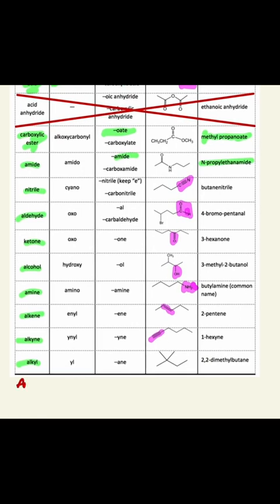So the ketone functional group is that double bonded oxygen. Alcohol is the OH bonded to the carbon. Amines is the NH2 group. Alkenes is the double bond. So that 2 lines indicates double bonds. Alkyne, triple bond. All right, and alkyl, we don't need to worry about alkyl. Alkyl, that's actually an alkane. So instead of alkyl, we call them alkanes.